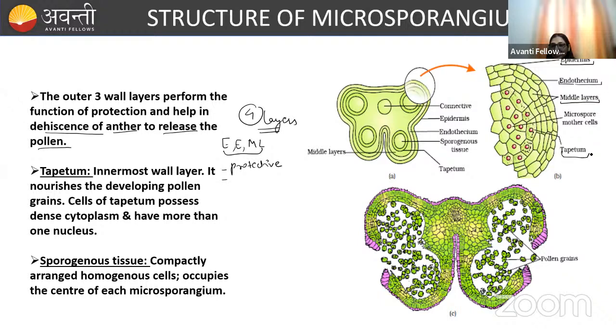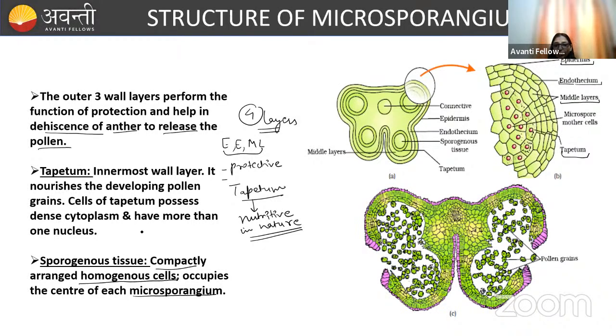And the fourth layer is the tapetum, which is the innermost layer, and the tapetum is nutritive in nature. It provides nourishment to the sporogenous tissue. And the sporogenous tissue is a compactly arranged group of homogeneous cells which occupy the center of each microsporangium. This is the sporogenous tissue.